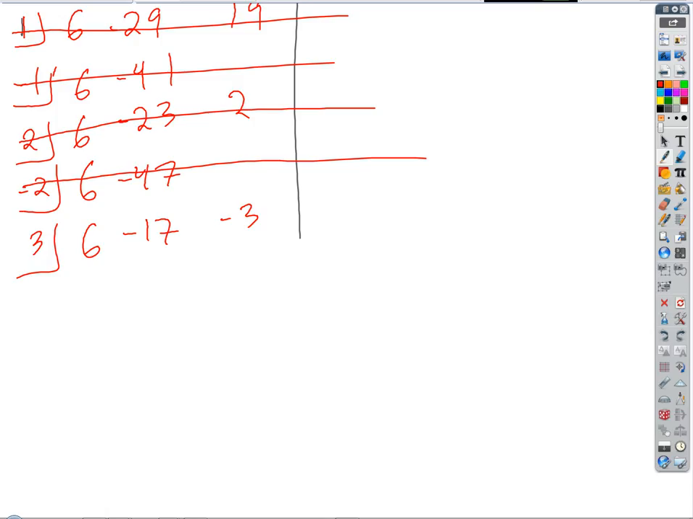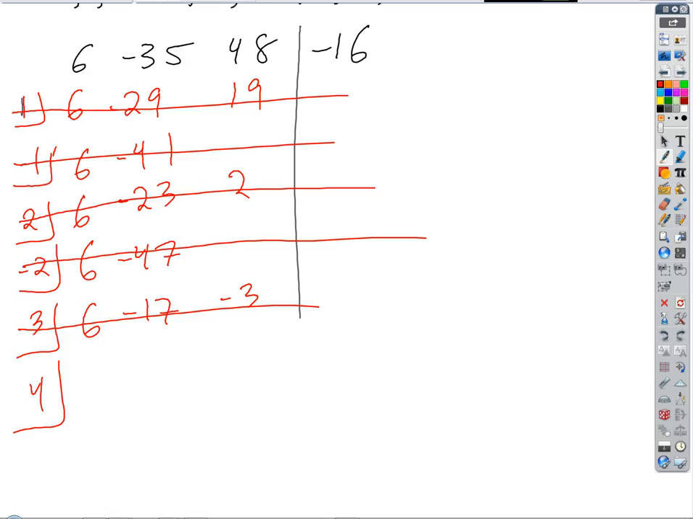Let's try 4. Just see if 4 works. Six times 4, what's that? 24. So what's that going to give us? Negative 11. 4 times negative 11 is, oh, this is going to work. This one's going to work, isn't it? So 4 times negative 11 is negative 44 plus 48 is 4. 4 times 4 is 16 plus negative 16 is 0, right? It took a while, but we got one that worked, right?